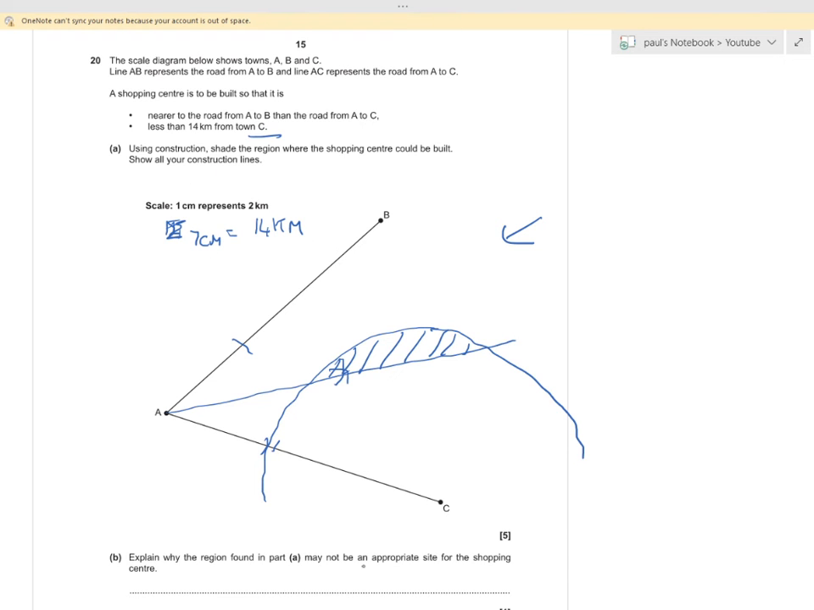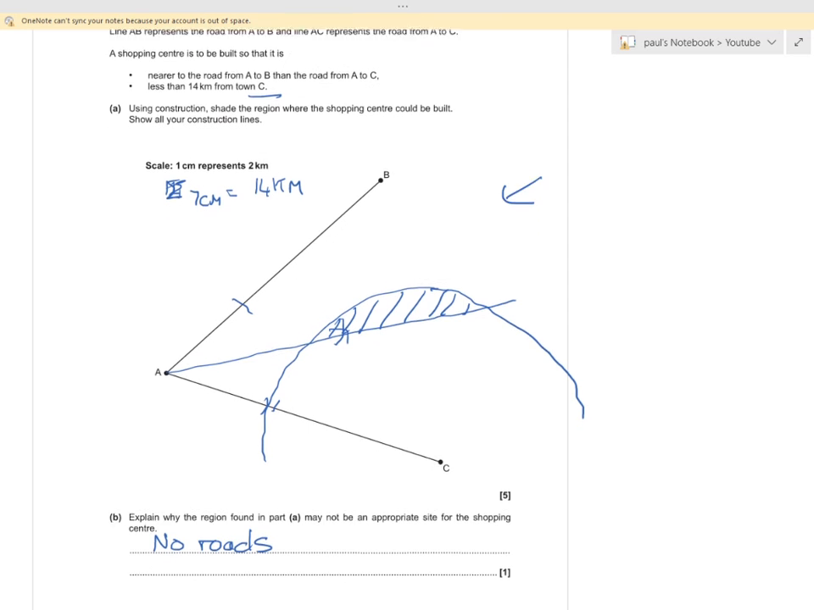Explain why the region found may not be an appropriate site for the shopping centre. Well, there's no roads. You could also put that maybe this road is busier than this road, therefore it would make sense to put it closer to this one. Daft.